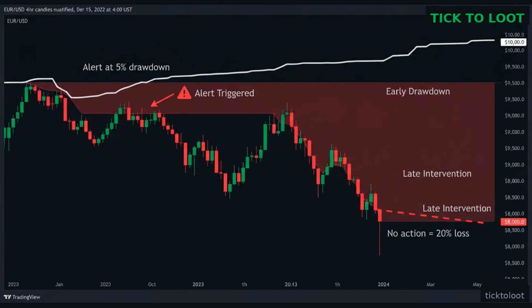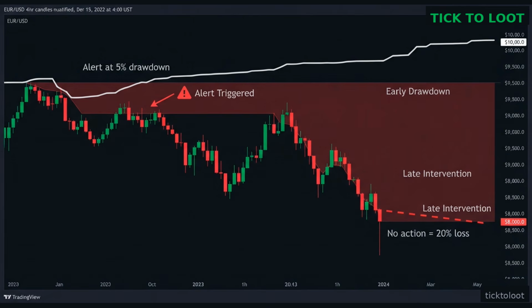Imagine you opened a euro to US dollar position at 1.1000 with a $10,000 account. After a few hours, the market moves against you and your equity drops to $9,500. That's a 5% drawdown. If you have an early alert set at that level, you receive a notification and can either tighten your stop loss or close part of the trade before the loss deepens.